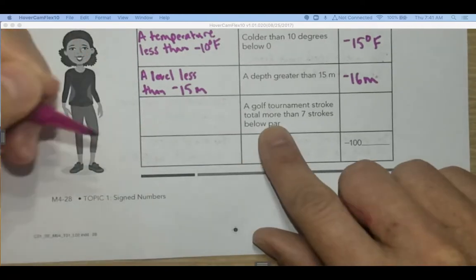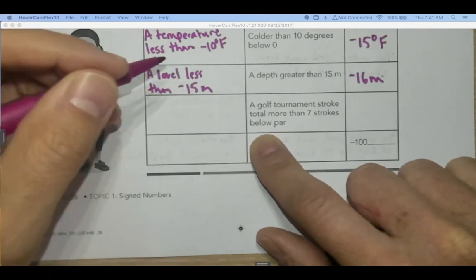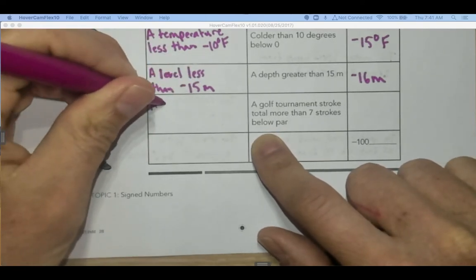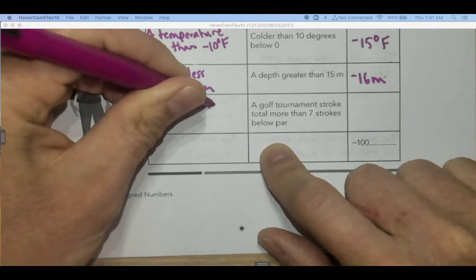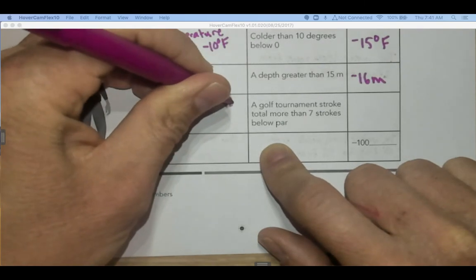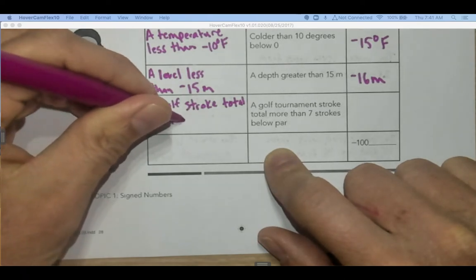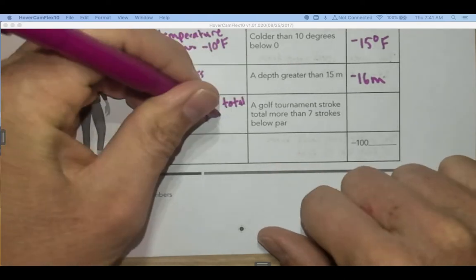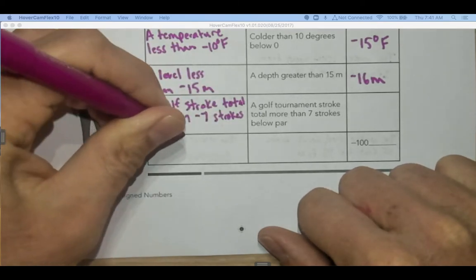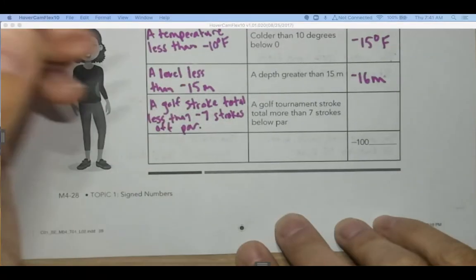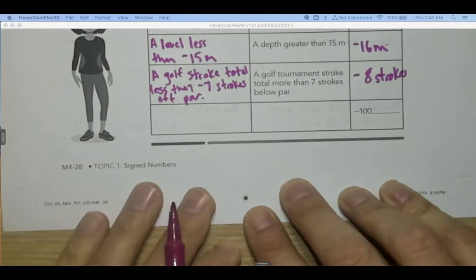A golf tournament stroke more than 7 strokes below par. Whoa. A golf stroke total less than negative 7 strokes off par, which would be negative 8 strokes, would be less than that.